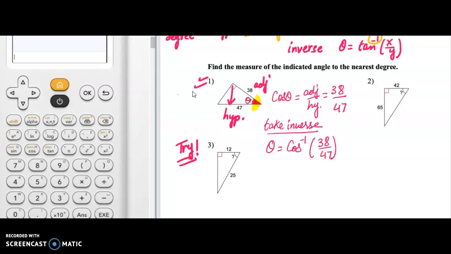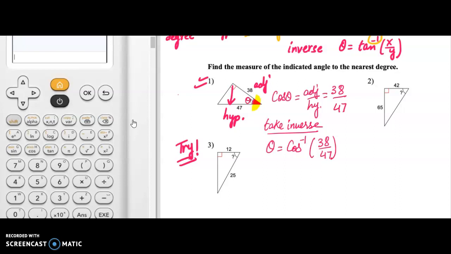Now to find the given angle, let's plug it into the calculator. You can see on the left hand side of my screen there is a calculator. If your calculator has a second symbol, press that second key first and then cos, and it will give you the symbol of cos inverse.